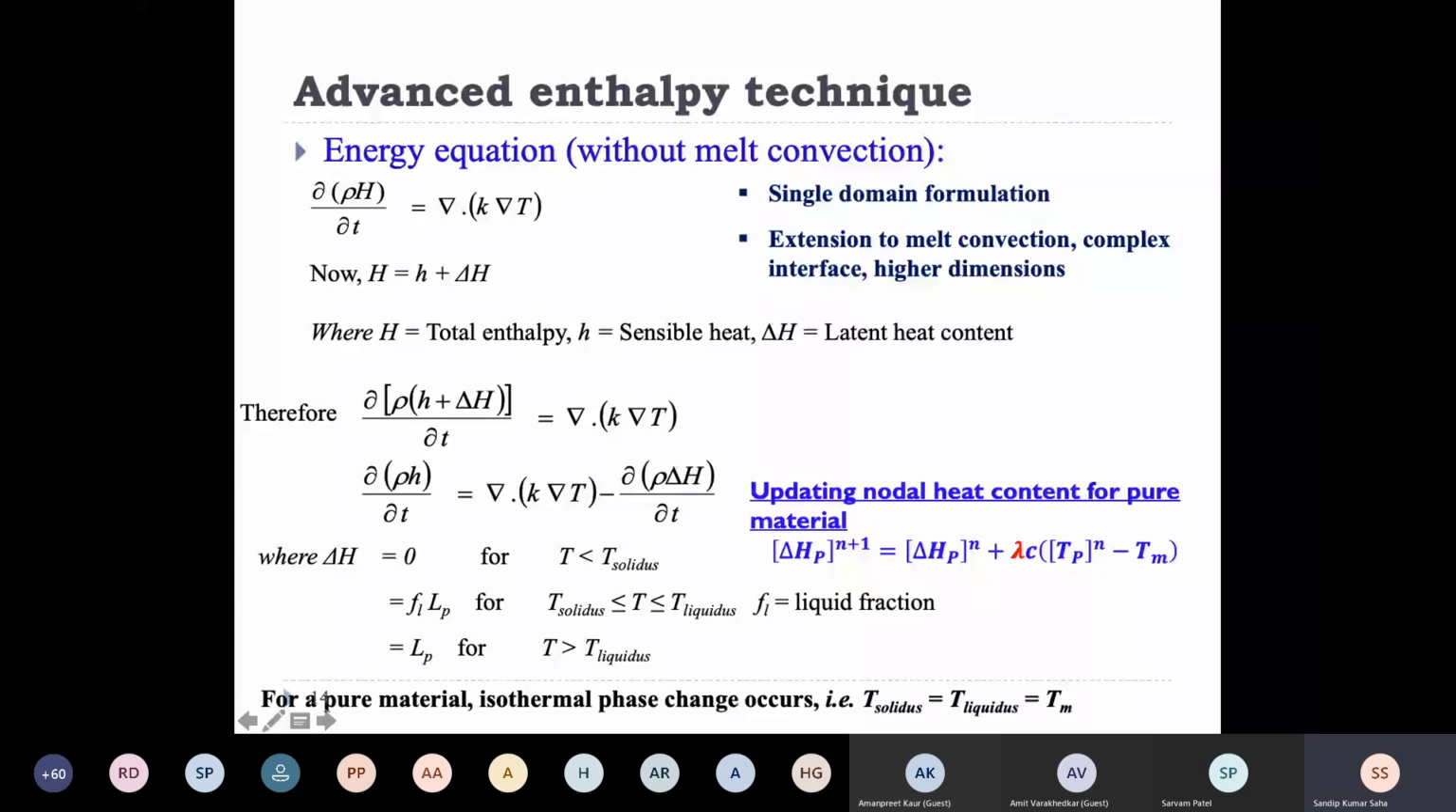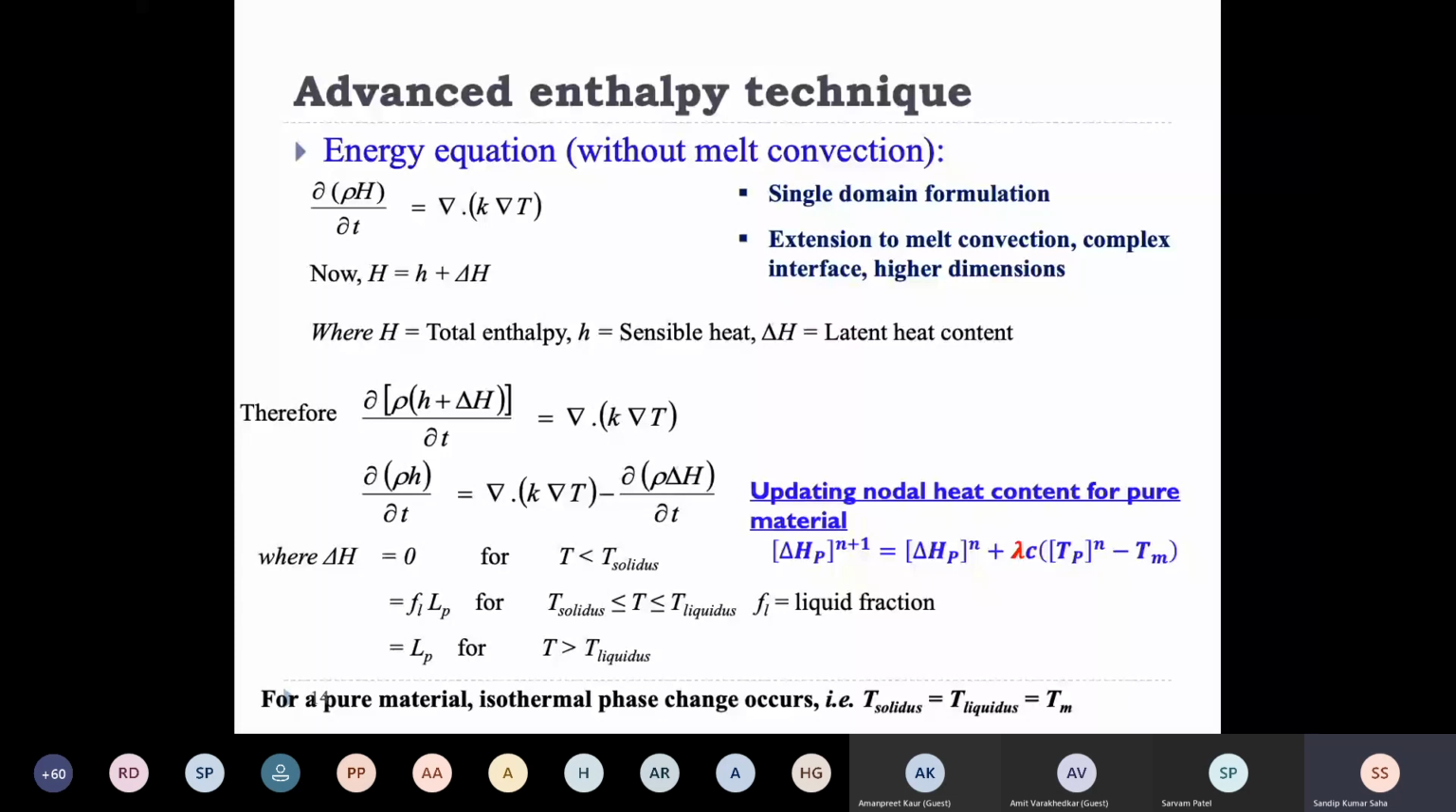Now this TPN is basically the grid point temperature, and Tm is the melting point temperature of pure PCM. From here also, if the material is impure, you can write this expression in terms of solidus and liquidus, which again is not very difficult. But I am concentrating only on pure material, because if you understand pure material, it is very easy to understand the impure case where you know the solidus and liquidus temperature.